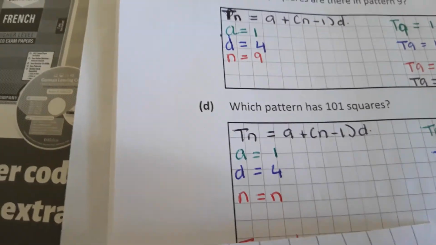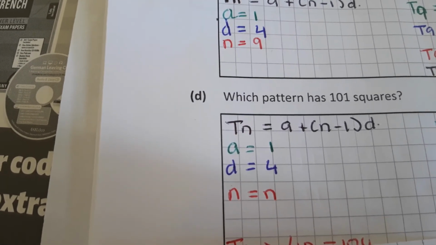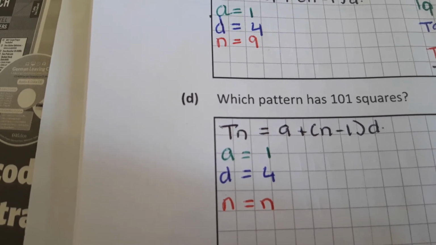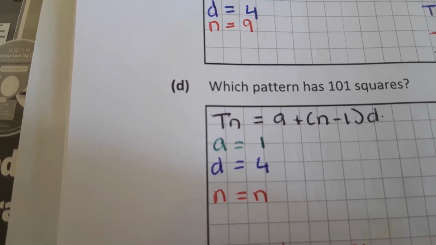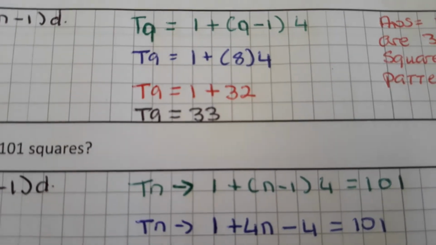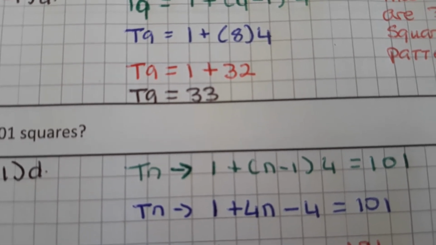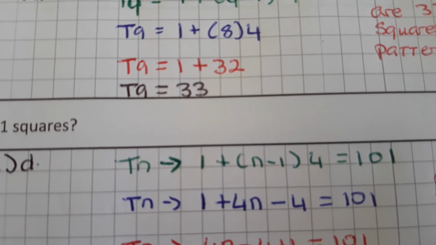The other way to do it is to again use your formula. Tn equals a plus (n minus 1) d. Again, your a is 1, your d is 4, but this time you don't know what n is, so you leave n as n, and you substitute into the formula. So you have Tn, which is 1 plus (n minus 1) times 4, is 101. This time you know the answer, you know it has to come to 101.